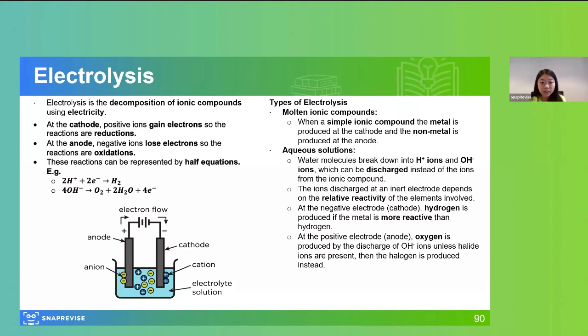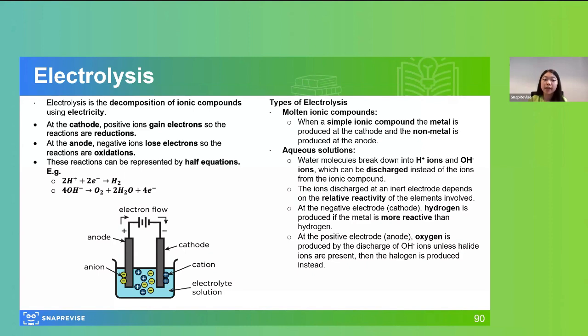At the anode, negative ions are going to go to the anode, the positive electrode, and they're going to lose electrons. This is oxidation. I know this is confusing. Use a mnemonic, OIL RIG. Oil, oxidation is loss. Rig, reduction is gain.